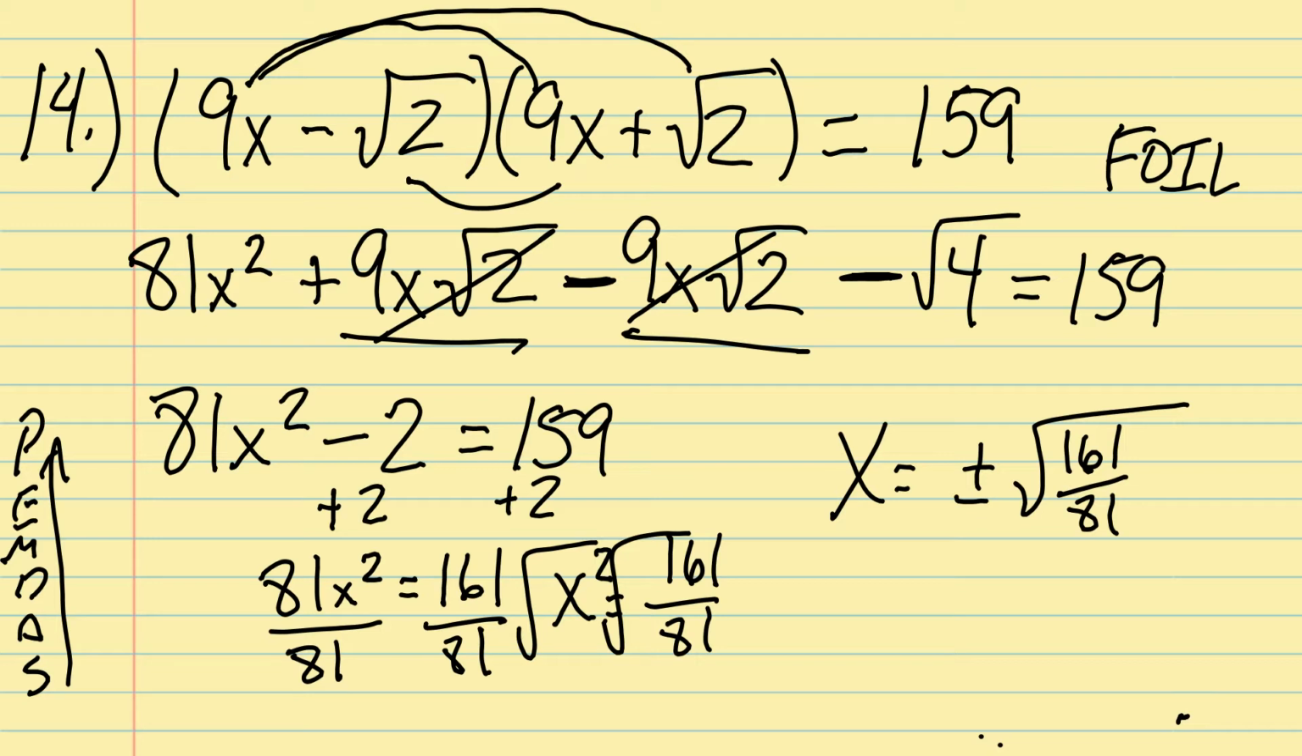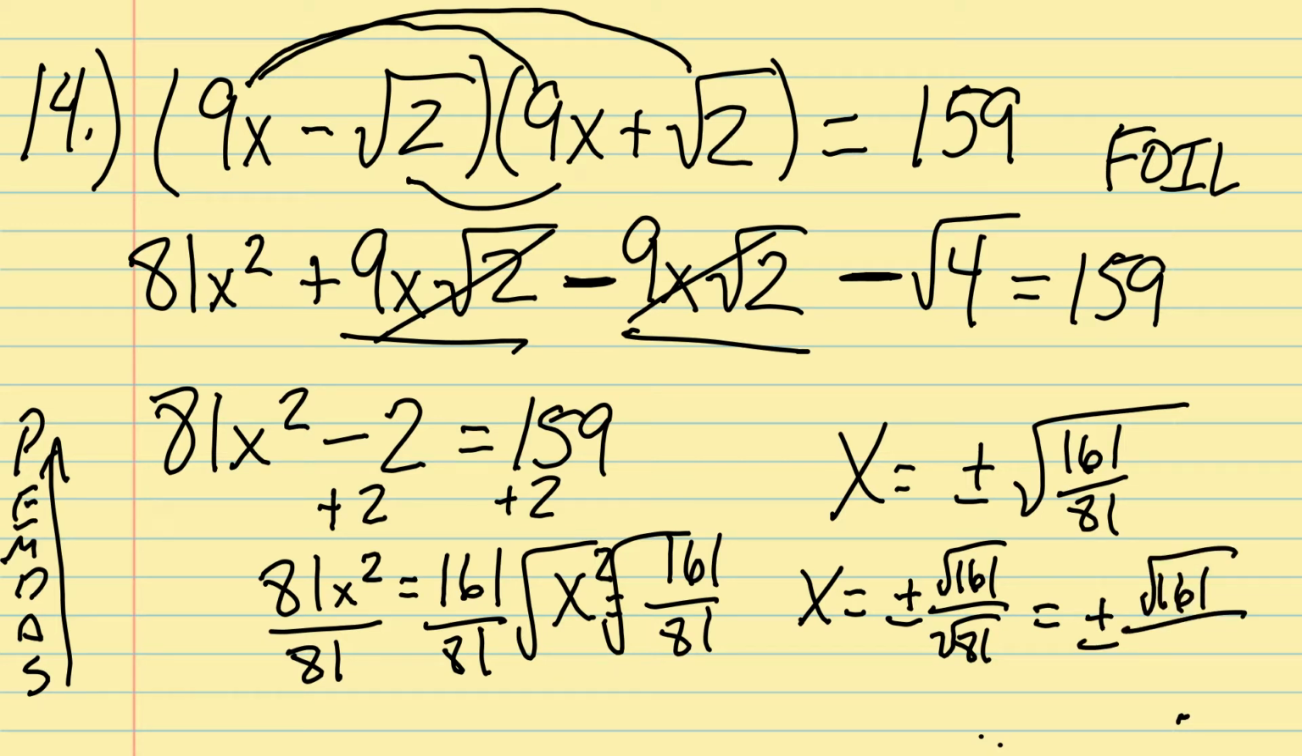Now, I can't leave this as a fraction because you're not allowed to have a fraction inside the radical. Remember, the radical has to go to the top and the bottom. So it becomes x equals plus or minus radical 161 all over radical 81. And this is going to work out nicely. We don't have to do anything with conjugates because radical 81 is perfect. So my final answer becomes plus or minus radical 161 all over 9. You want to make sure that radical 161 can't be broken down. If it could, you would. All right? Moving on.